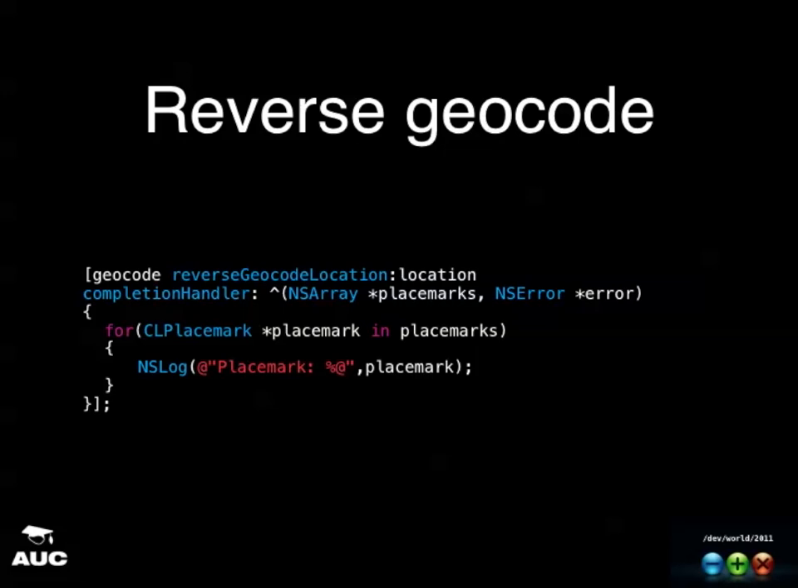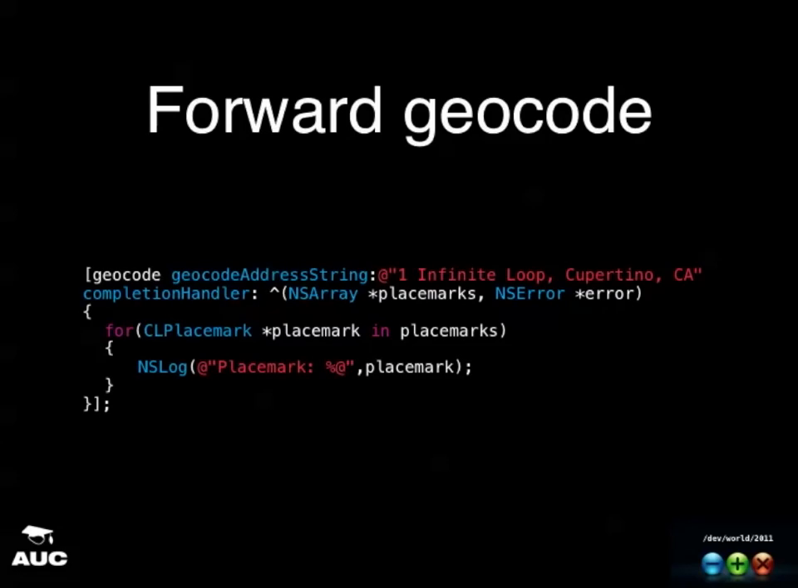If you're doing something quite complicated, be aware this block executes on the main thread, so it may slow down your UI if it spends a long time thinking. So that's reverse geocoding. Then there's forward geocoding, where in this case, I'm taking One Infinite Loop, Cupertino, asking it to turn that into an address, and it spits them out.